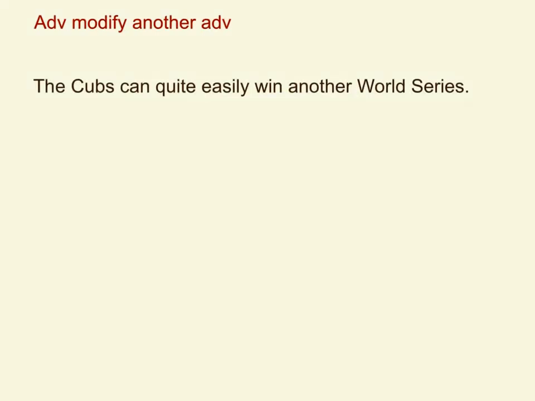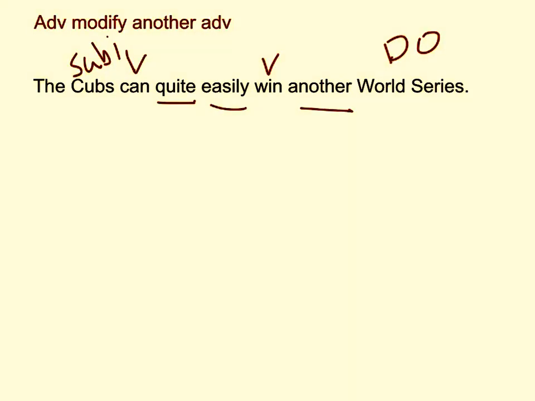Let's identify the words in a sentence. The verb is can win. Who can win? Cubs is the subject. Cubs can win plus what? World Series, and that's the direct object. You are pros at this by now, but what about the other words in the sentence? Quite, easily, another? Go back to your question words to identify adjectives.